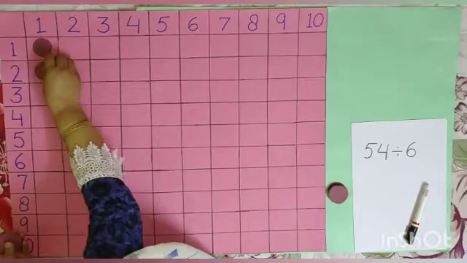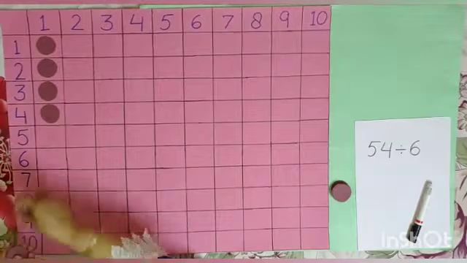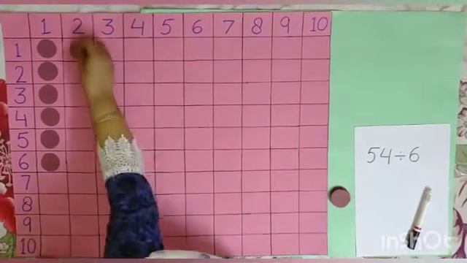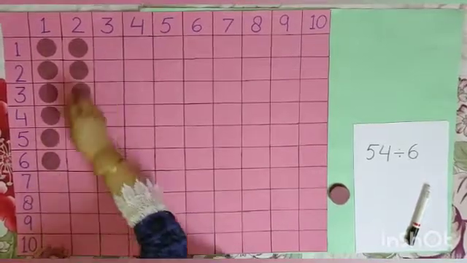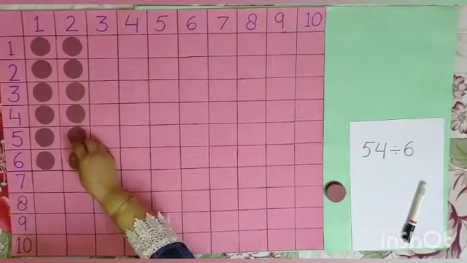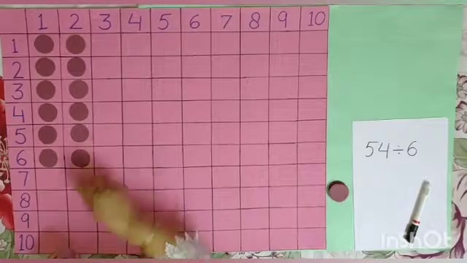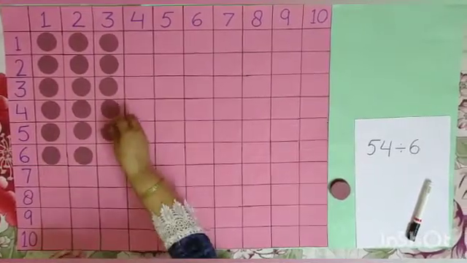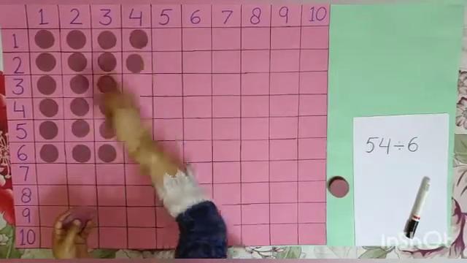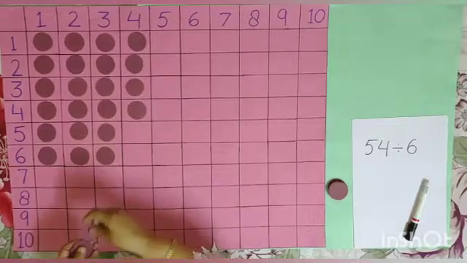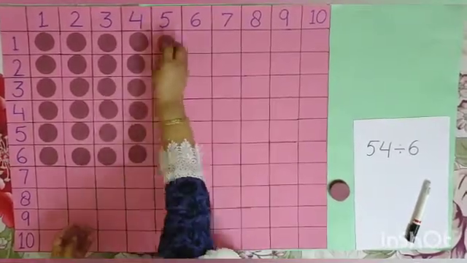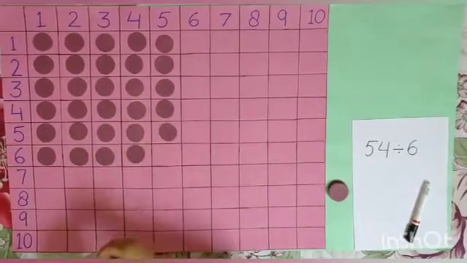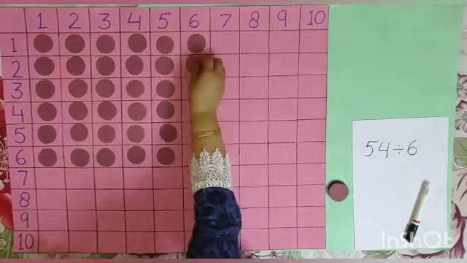1, 2, 3, 4, 5, 6. We'll keep here only till the 6th row. Next, we'll start in the next column. 1, 2, 3, 4, 5 and 6. So we have 12 counters in total. Next, in the third column, 13, 14, 15, 16, 17, 18, 19, 20, 21, 22, 23, 24, 25, 26, 27, 28, 29, 30, 31, 32.